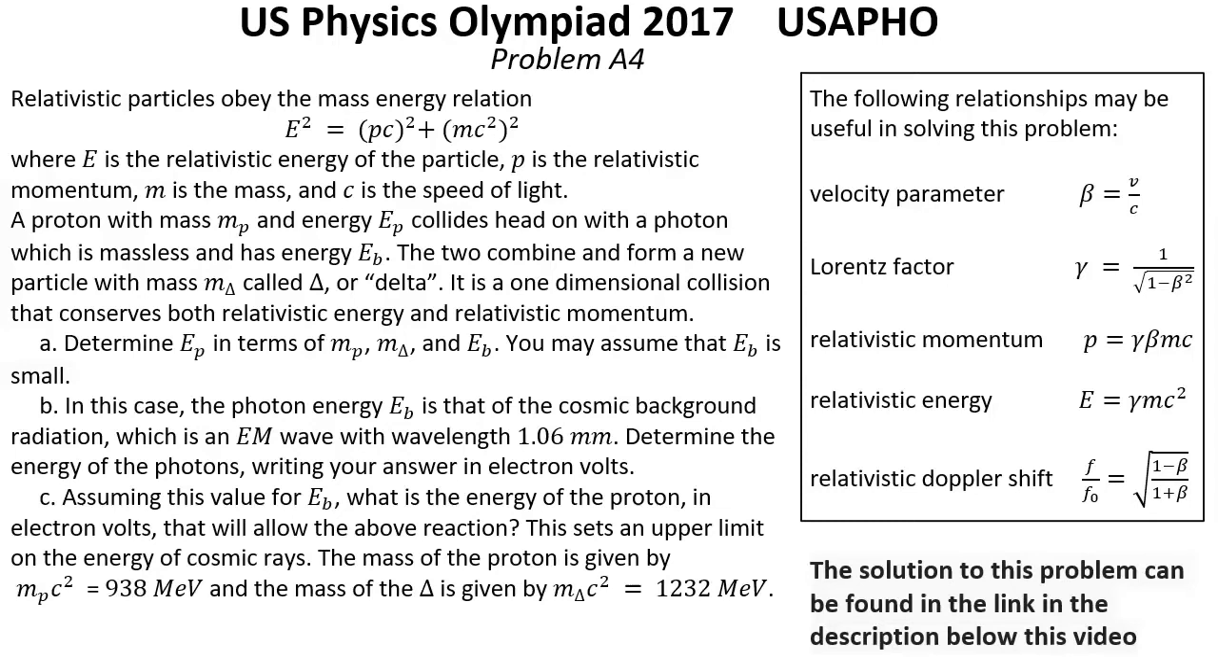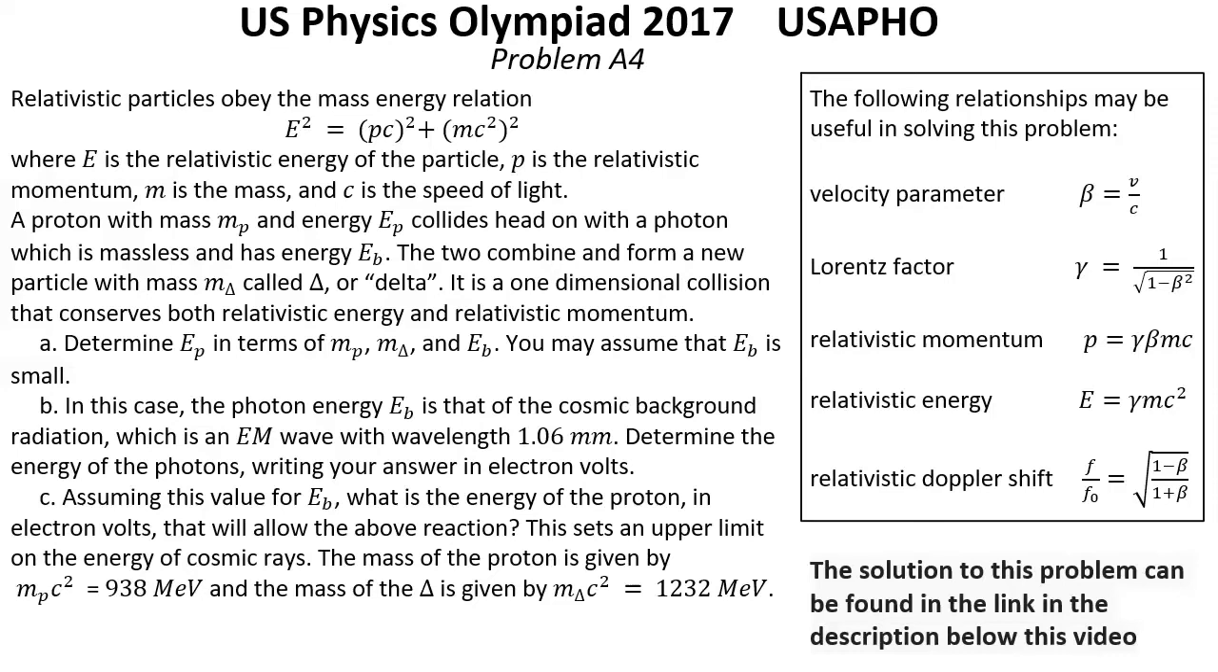Problem A4. Relativistic particles obey the mass-energy relation. E squared equal pc squared plus mc squared squared. The E is the relativistic energy of the particle, P is the relativistic momentum, M is the mass, and C is the speed of light. A proton with mass MP and energy EP collides head-on with a photon, which is massless and has energy EB. The two combine and form a new particle with mass M delta called delta. It is a one-dimensional collision that conserves both relativistic energy and relativistic momentum.